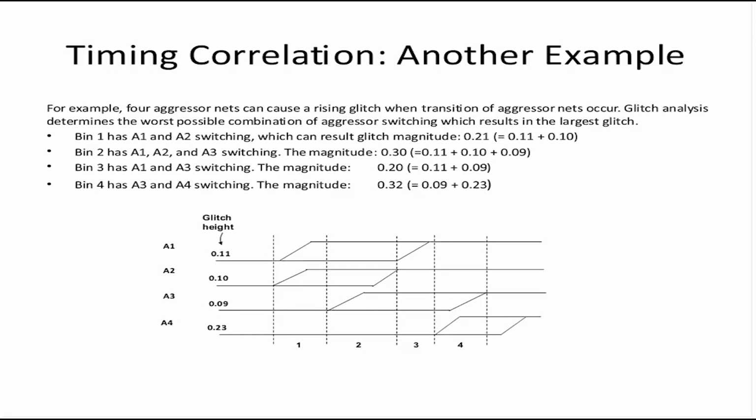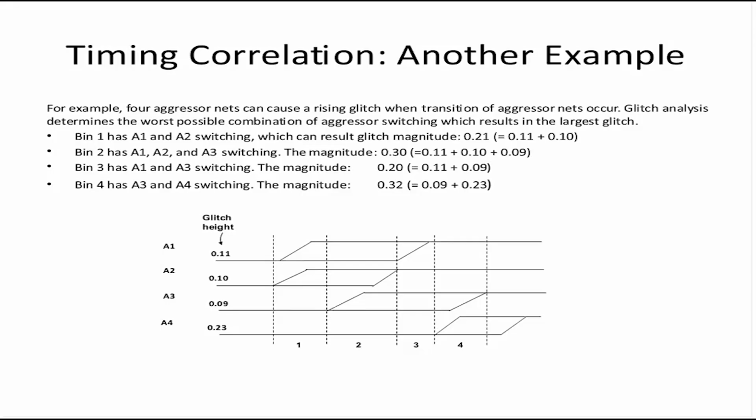So consider region 1. Region 1 has both A1 and A2 switching. So the maximum value of glitch would be 0.11 plus 0.1, which is 0.21. Region 2 has all three of them switching, so the magnitude is 0.11 plus 0.1 plus 0.09, which is 0.3. Between 3 and 4, only A3 is switching, so 0.2. Between 4, both A3 and A4 are switching, so it's 0.32.